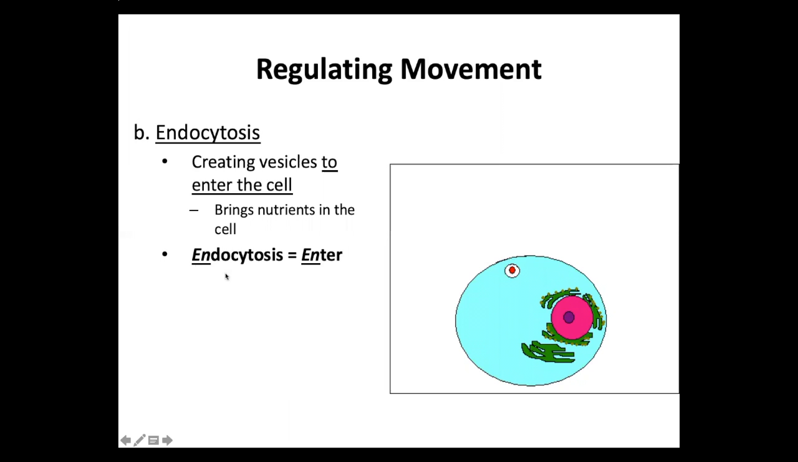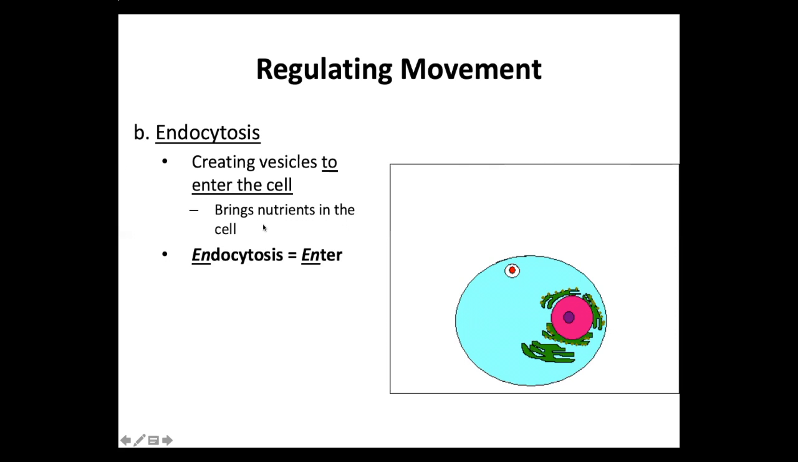Endo means to enter, or having to do with the inside. And then cytosis, it's going into the cytoplasm of the cell. This literally translates to entering the cell, or entering the cytoplasm. And this bubble, by the way, is called a vesicle. Endocytosis, creating a vesicle to enter the cell. That's how you get nutrients in if you don't have a pump.